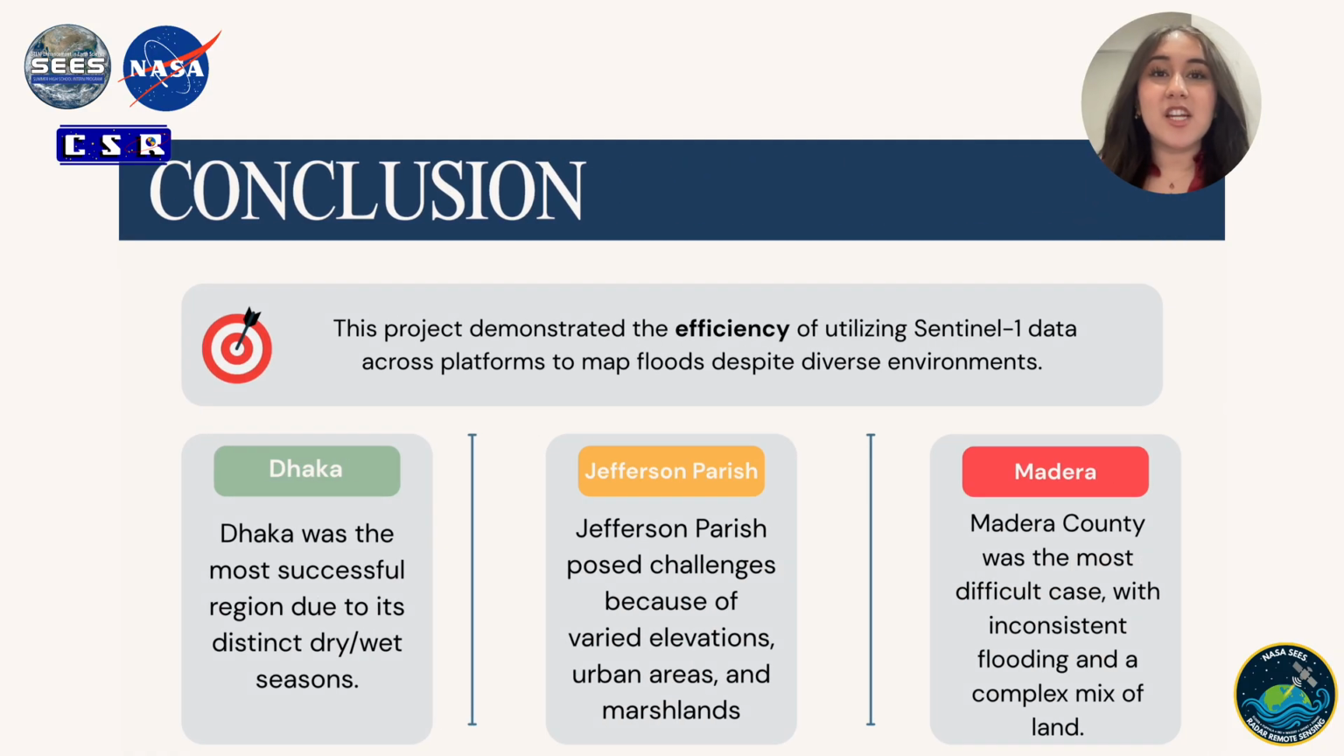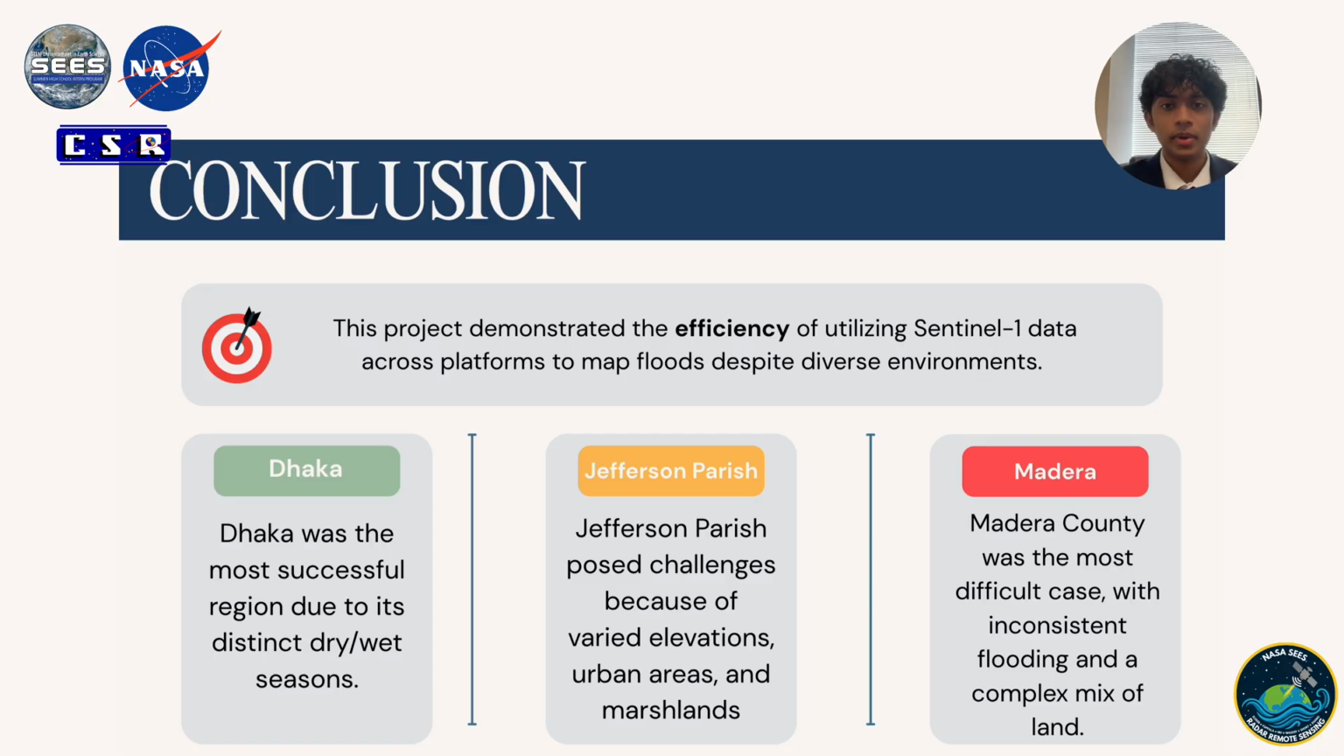This project demonstrated the efficiency of utilizing Sentinel-1 data in Python and Google Earth Engine in order to map floods across environments. The most successful region was Dhaka, Bangladesh, where distinct monsoon seasons aligned with SAR's ability to capture changes. While Jefferson Parish posed slightly more challenges due to its mix of elevation and land types, such as urban and coastal, the region also had no pronounced dry and wet season, yet the distinct water bodies still allowed for accurate and reliable flood mapping.